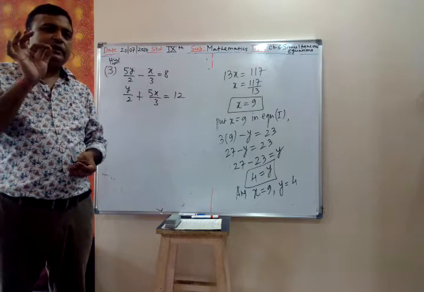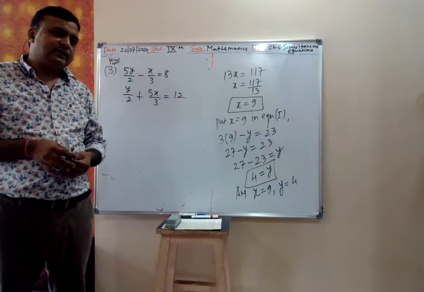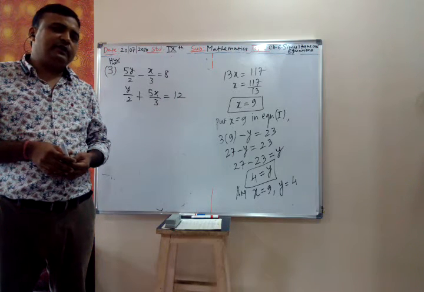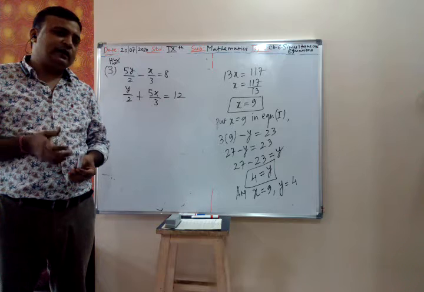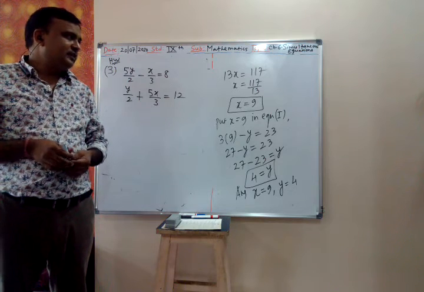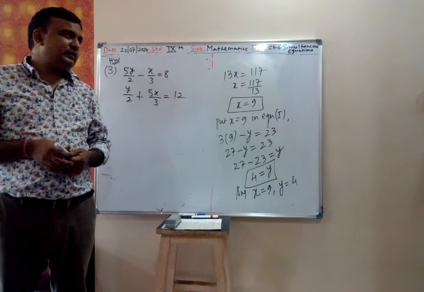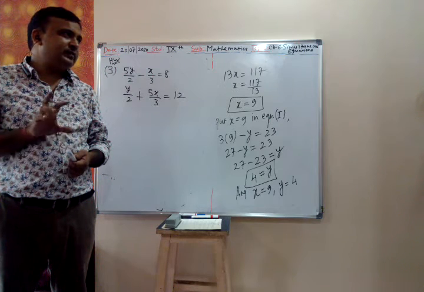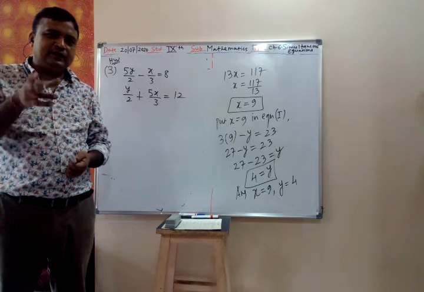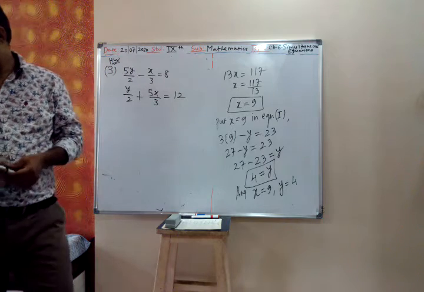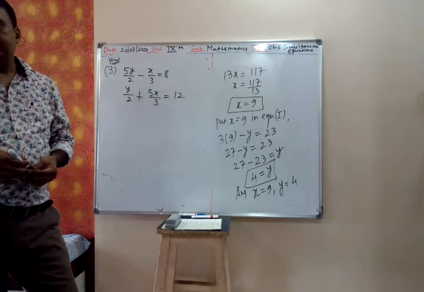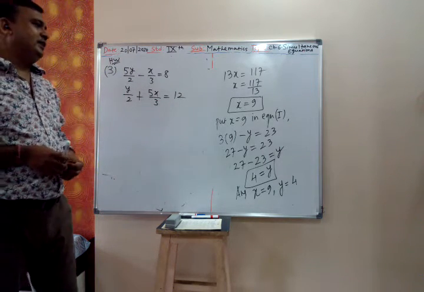So this is the equating coefficient method. Either we equate x or equate y, any one. When equation 1 and equation 2 have same sign, subtract, opposite sign add. Same sign we subtract, opposite sign we add.